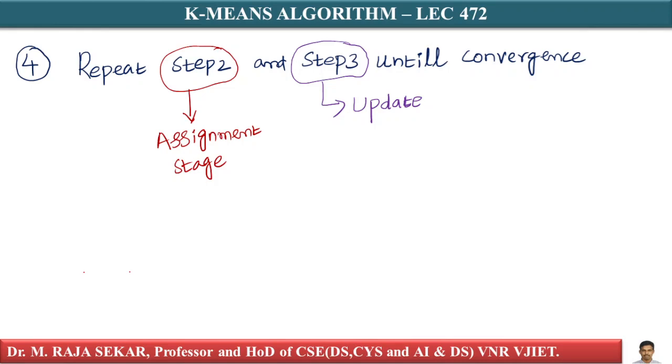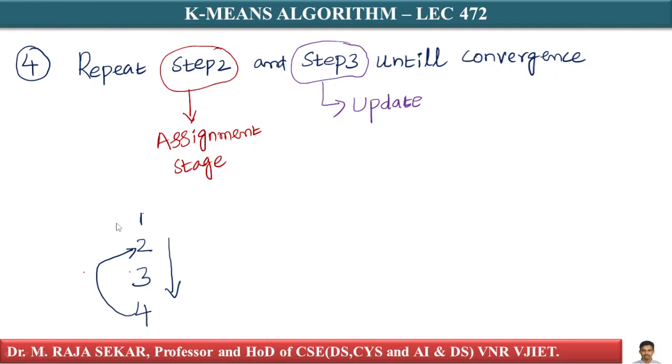Now after this, you go back to step 2. You again assign and then you recompute. You keep doing this until it converges. Now the question is, what is convergence? So you keep repeating this loop. You keep repeating step 2 and step 3.